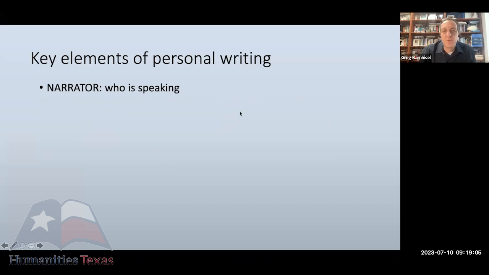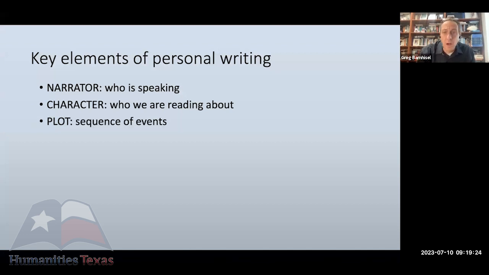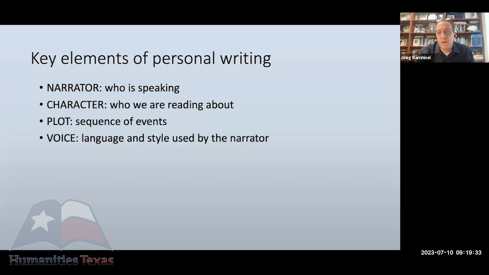So the key elements of personal writing, as with the key elements of any fiction, are first the narrator, or who's talking in the essay; the character who we're reading about, or the characters. Sometimes it is the author themselves, sometimes it is about somebody else. The plot, of course, or the sequence of events, things that happen in the personal essay. Most essays have some sort of plot, though they don't all have to. The voice, which we'll talk about a lot today, or the language and style used by the narrator.